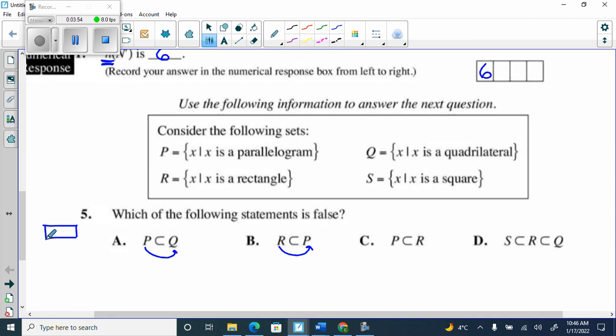R, rectangles, are parallelograms. Are all rectangles parallelograms? Yes. These have to be the same length and the same length, right? Or they have to run parallel in order for it to be a rectangle. A rectangle could be sideways. It's saying that all rectangles are parallelograms. If I said all parallelograms are rectangles, I'd be in trouble.